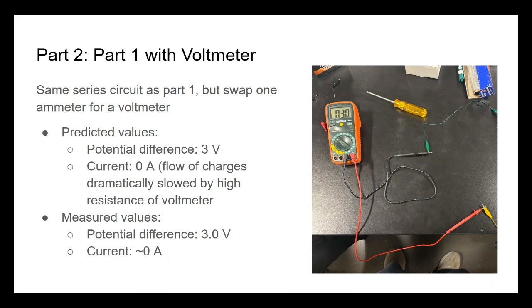Part 2, we did the same thing, except we switched out one ammeter with a voltmeter, and we predicted a potential difference of 3 volts, but a current of approximately 0 amperes, because the voltmeter has such a high resistance that really no current is flowing. And this is about what we saw when we measured it.